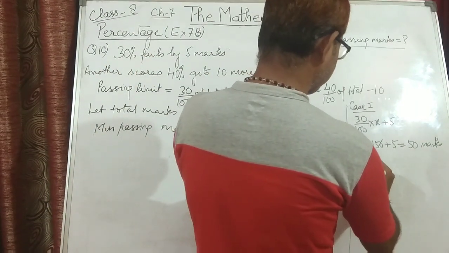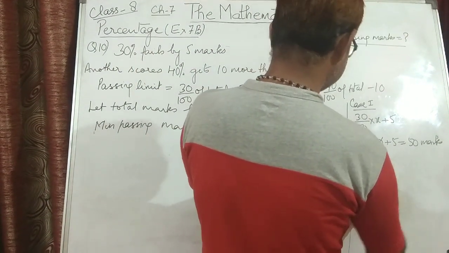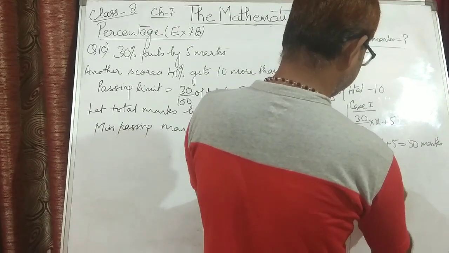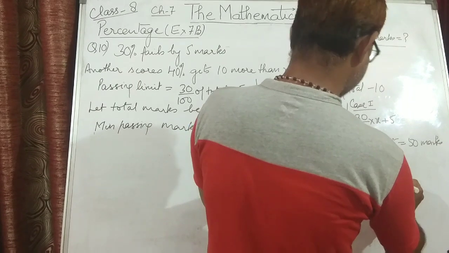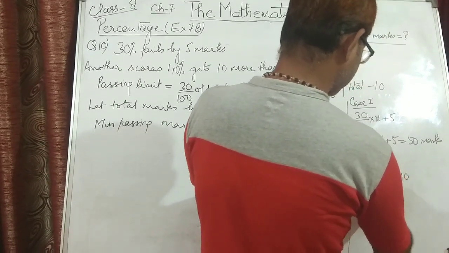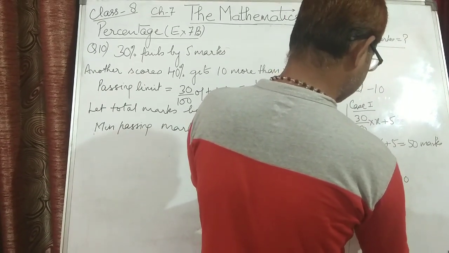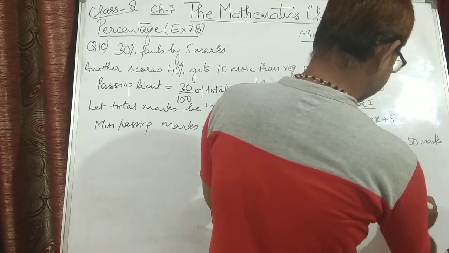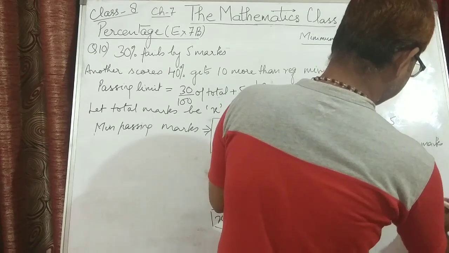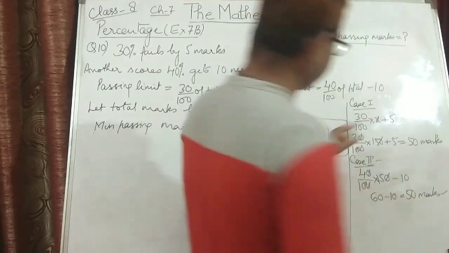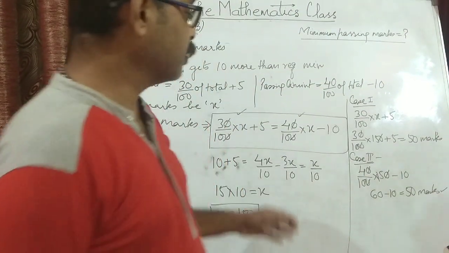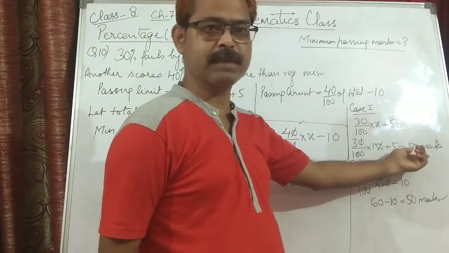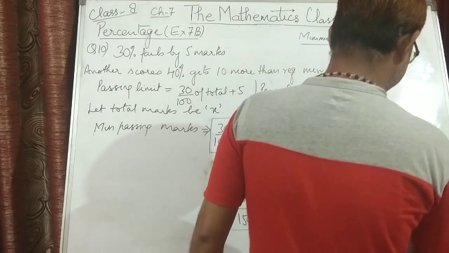When case 2, the minimum passing marks is 40% of 150, that is x, and minus 10. The zeros cancel, 15 fours are 60, 60 minus 10, that is again 50 marks. So you can opt for either first or second. Now what was required? Find minimum passing marks. So minimum passing marks is 50. No need to do it in the second case.